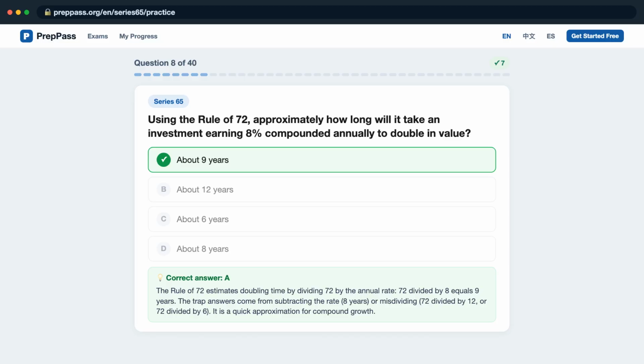The rule of 72 estimates doubling time by dividing 72 by the annual rate. 72 divided by 8 equals 9 years. The trap answers come from subtracting the rate, 8 years, or misdividing, 72 divided by 12, or 72 divided by 6. It is a quick approximation for compound growth.